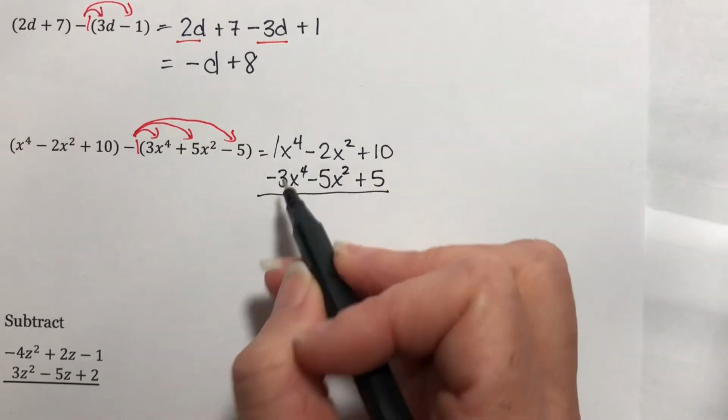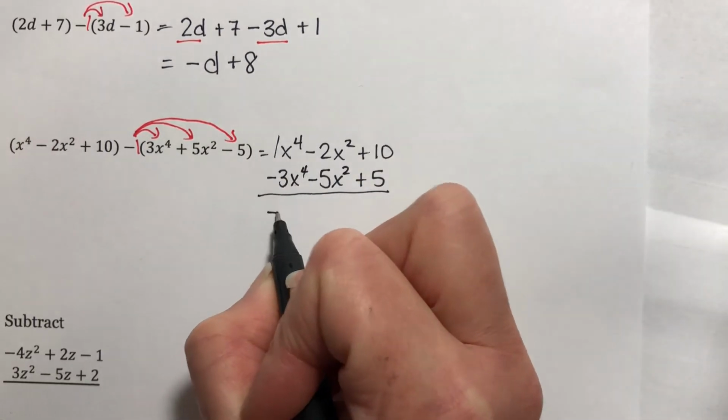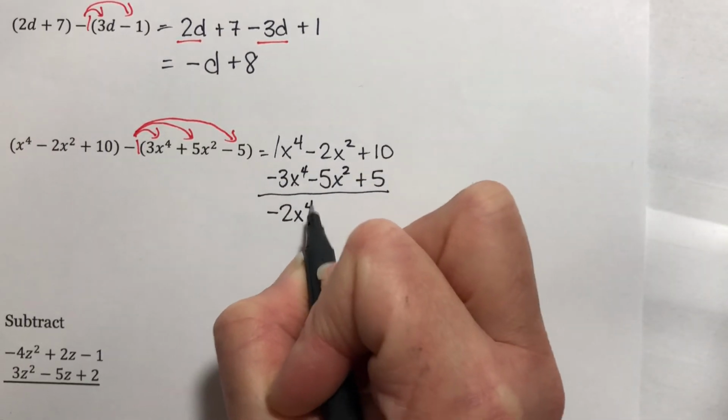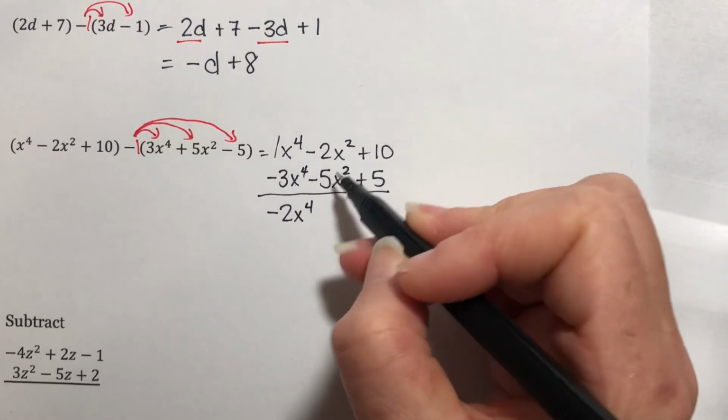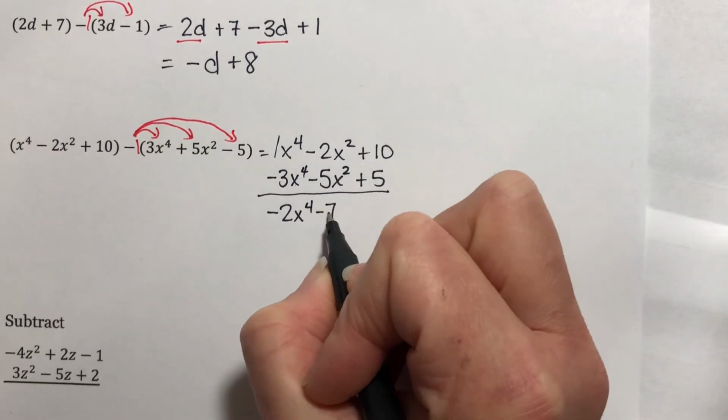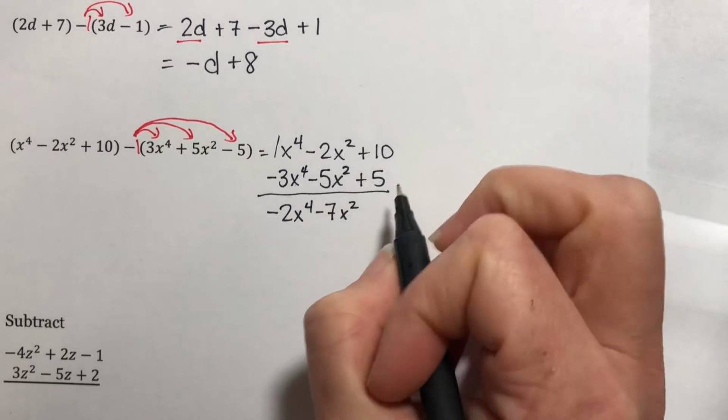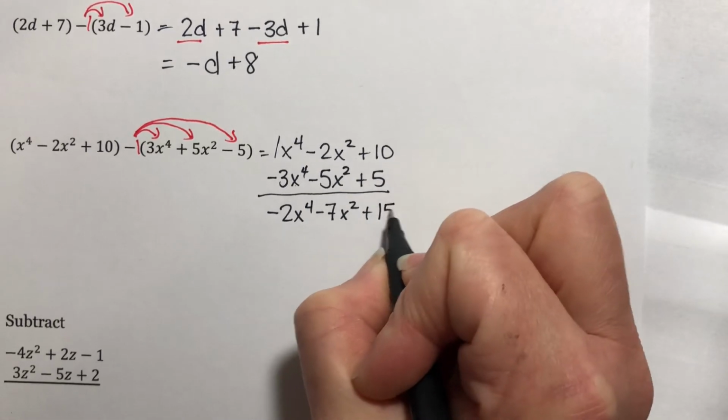1x to the 4th minus 3x to the 4th is going to be -2x to the 4th. -2 minus 5 is going to be -7x squared plus 15.